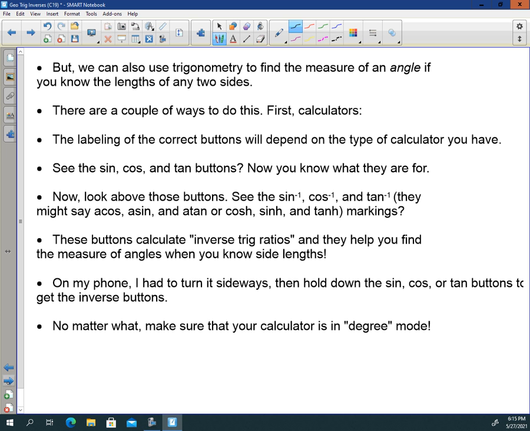Because we can use trigonometry to find the measure of an angle if all you know are the lengths of two sides. So again, there's a couple of ways to do this. First, with calculators.